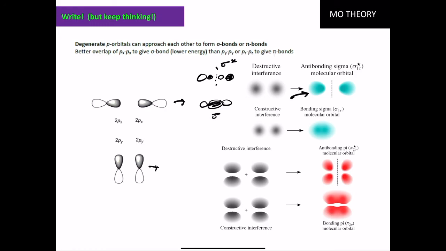P's can come together to form pi's when they overlap sideways like this. That would be a pi bonding MO, or you can have your pi star. So here's my pi bonding MO, and here's my pi star.